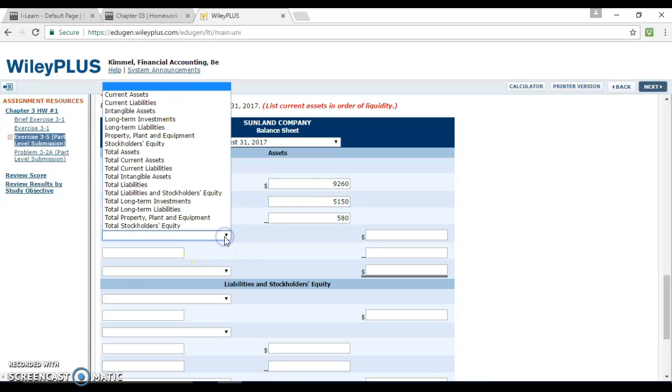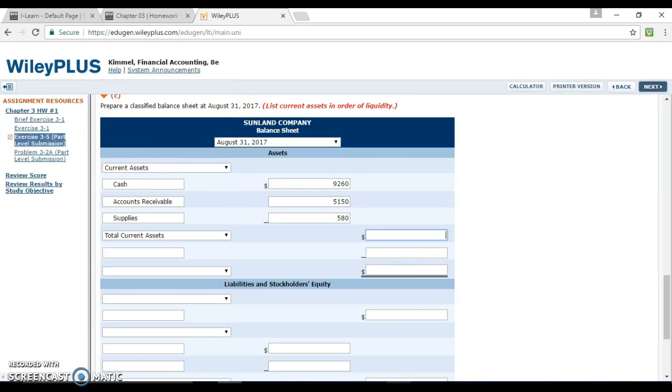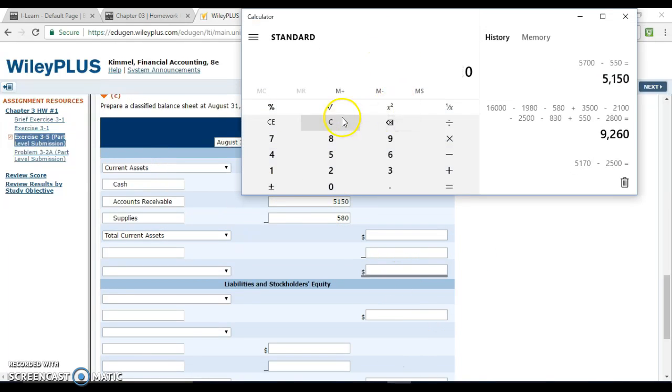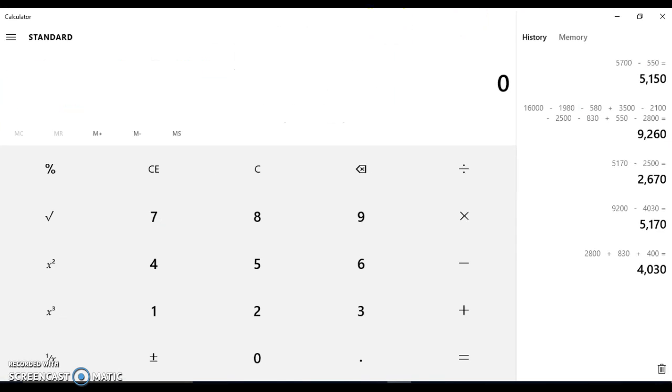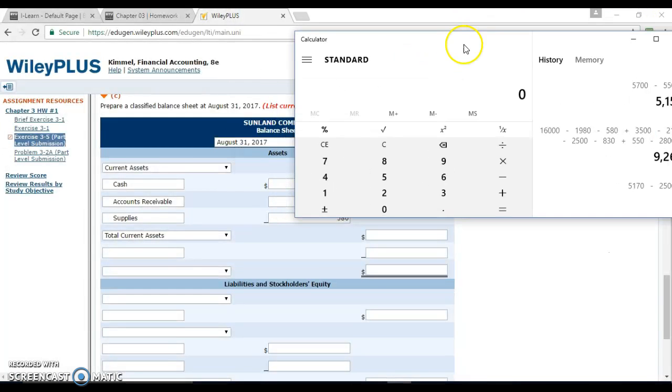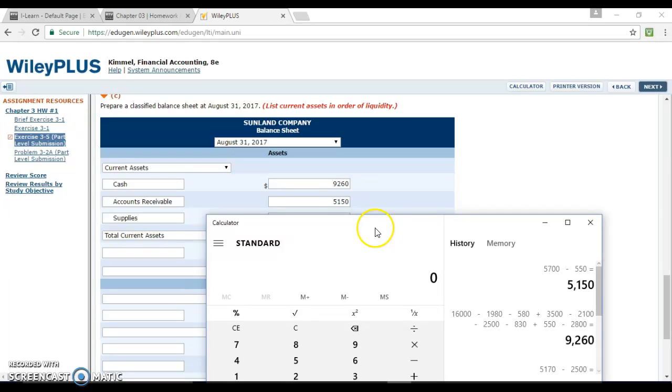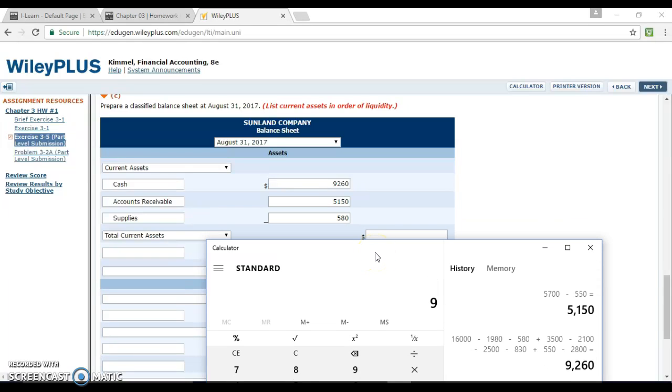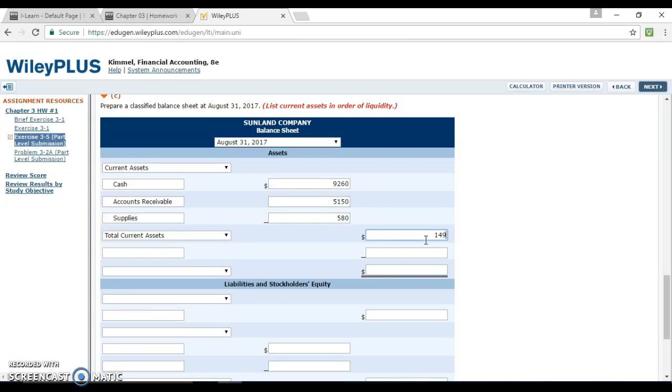And that's the end of our current assets. So total current assets, when we add them up, we've got $9,260 plus $5,150 plus $580. Gives us $14,990. So we'll put $14,990 here for our total current assets.